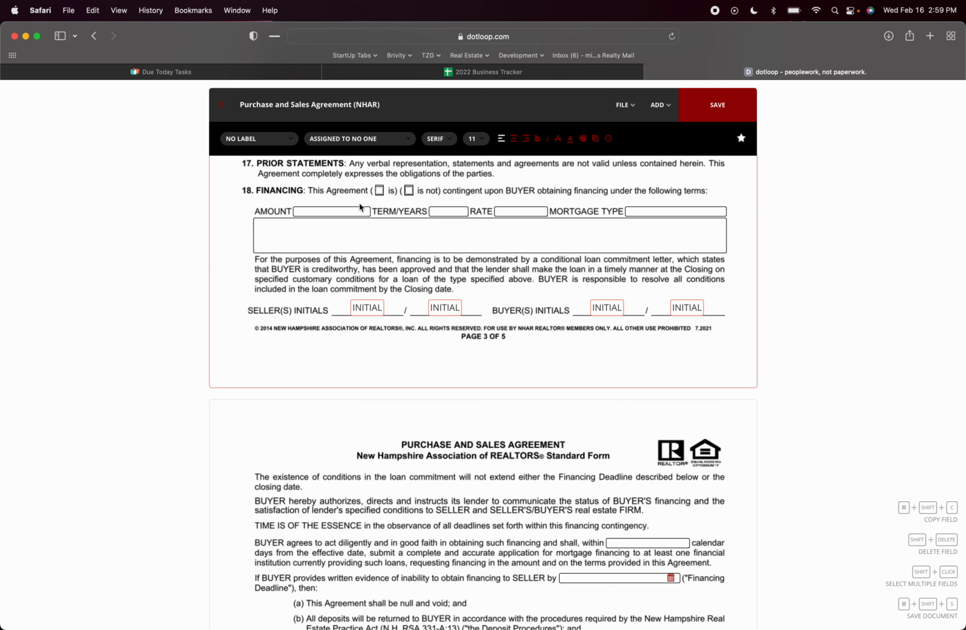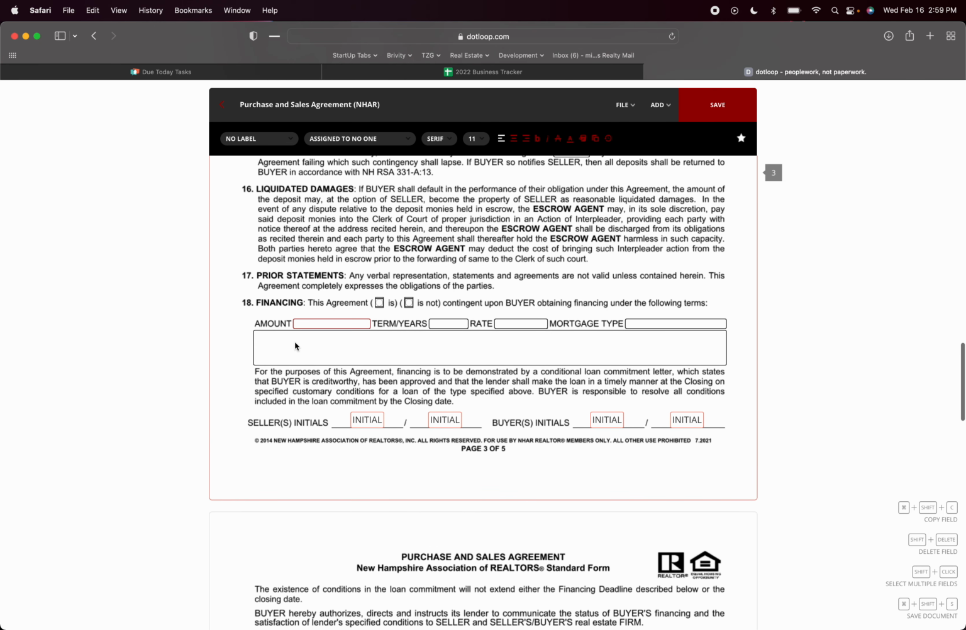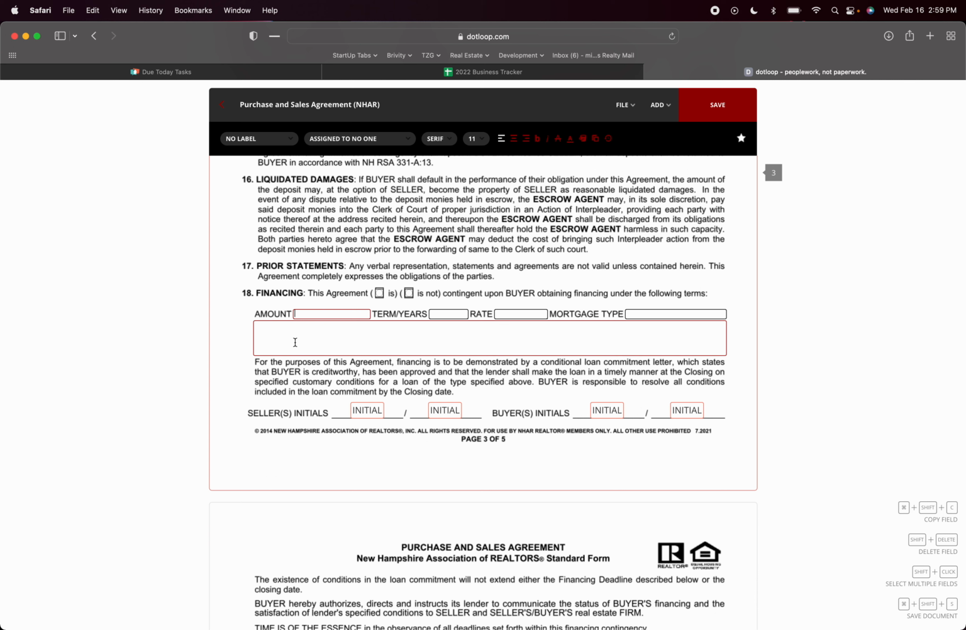If the agreement is contingent on financing, like I said, you're going to fill out the rest of this section. You're going to fill out the amount. This is commonly expressed as a percentage. So, 95% financing would mean they're going to put 5% down. That's just an example, but frequently this is expressed as whatever percentage of the purchase price they intend to finance. Term in years, obviously you've got most commonly your 30-year mortgages. Sometimes you'll see a 15-year mortgage. There are other terms, but those are the two most common that you'll see.